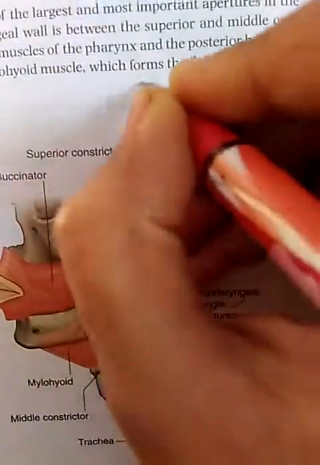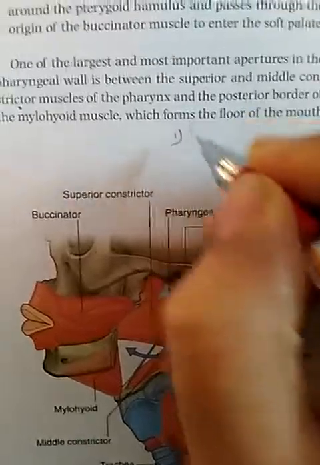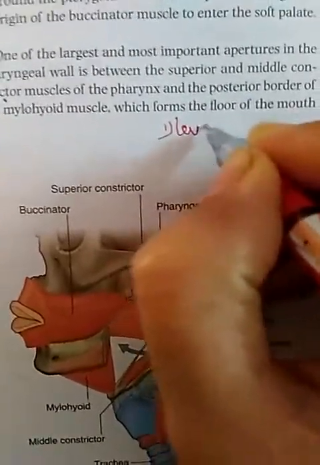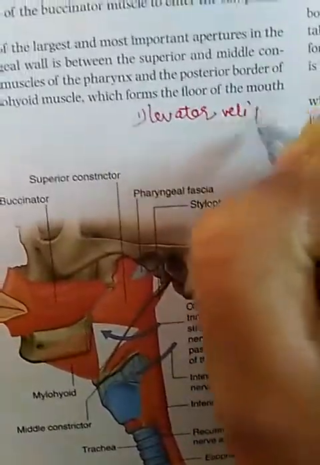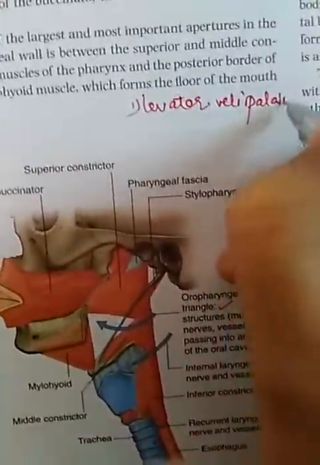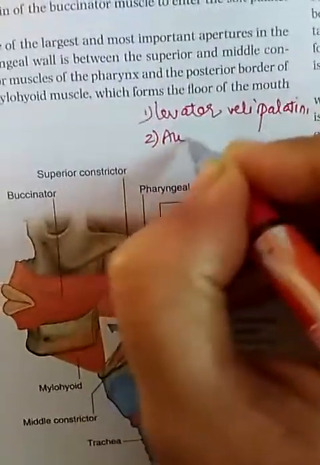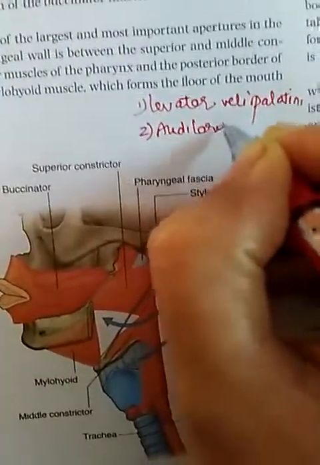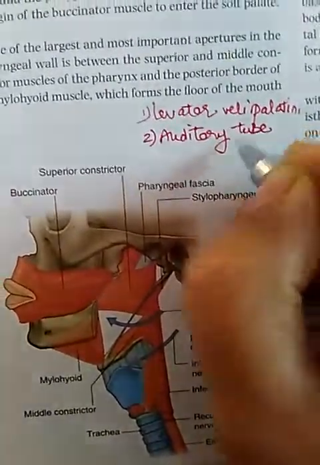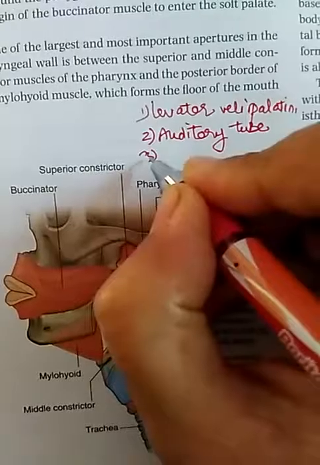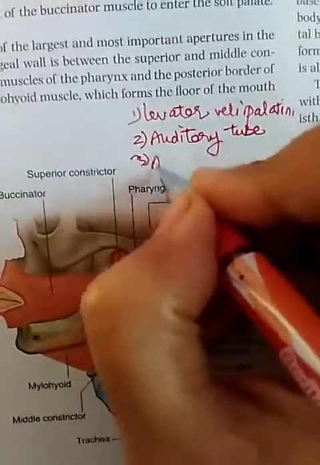First is your levator veli palatini muscle, second is the auditory tube, and third thing is the ascending palatine artery.